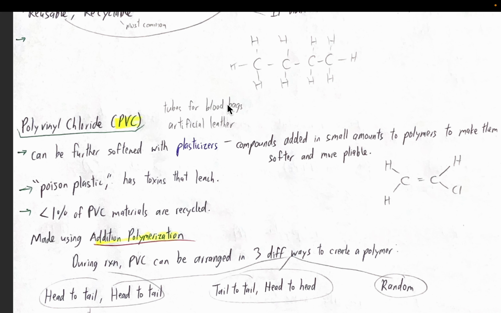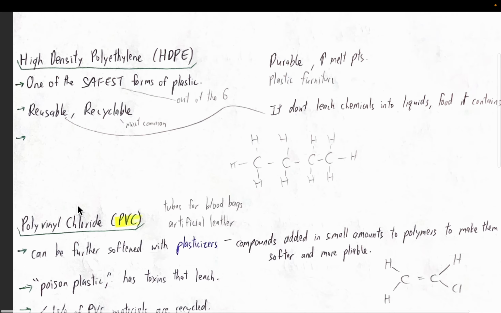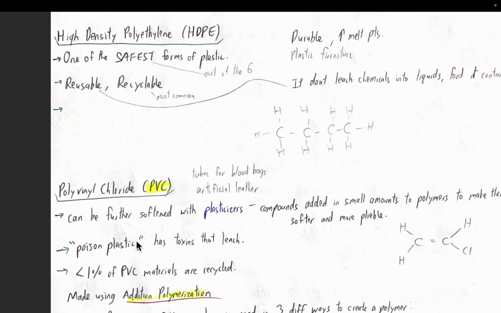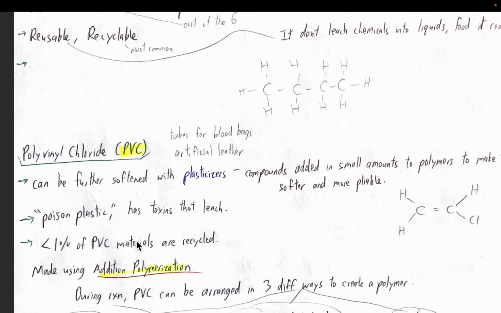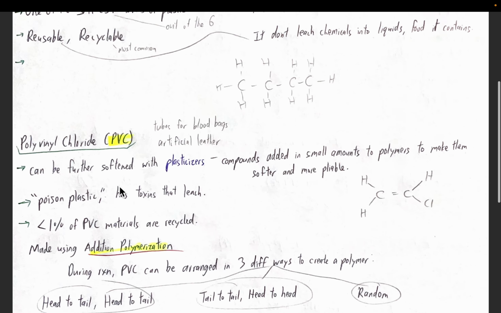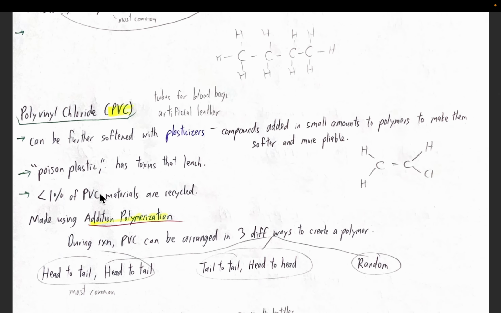Okay, so artificial leather is also made out of PVC. You can call PVC poison plastic because unlike HDPE, PVC actually leaches chemicals. So it's toxic basically. On top of that, less than 1% of PVC materials are recycled. So this is what a monomer of PVC looks like. So chlorine over here, double bond, and then hydrogen atoms everywhere else.